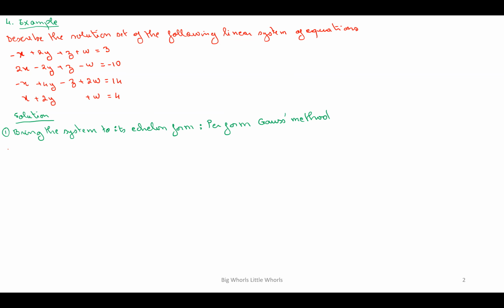Okay, so here we have minus x plus 2y plus z plus w equals 3. 2x minus 2y plus z minus w equals minus 10, and minus x plus 4y minus z plus 2w equals 14, and x plus 2y plus w equals 4.